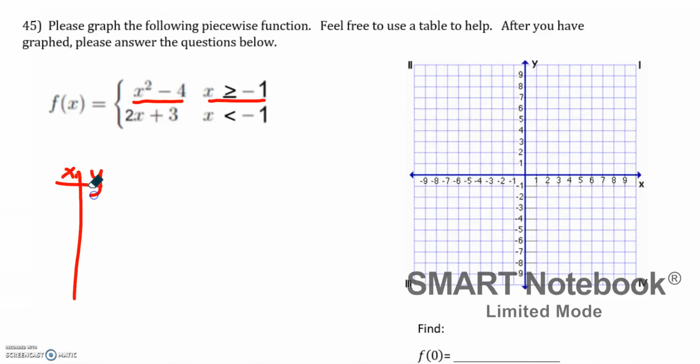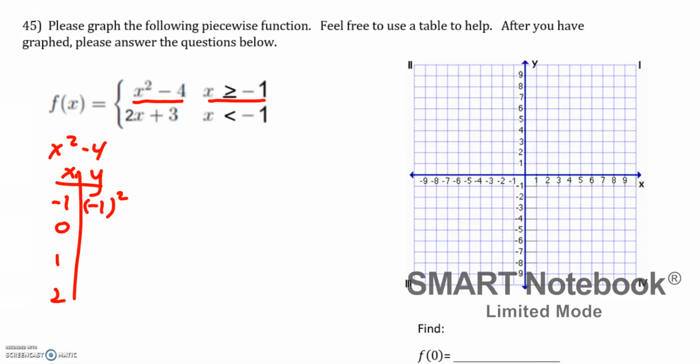So if we make a little xy table, and I write x squared minus 4 on top of that, it exists at -1 and then everything above. So maybe 0, 1, and 2, to get a good idea of what's happening. We would take all of these values and plug them into our function.